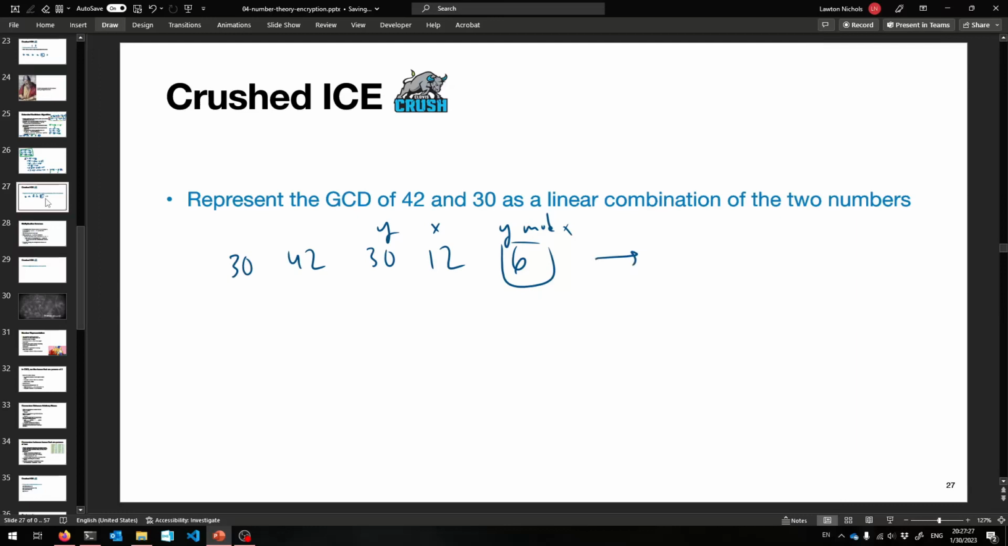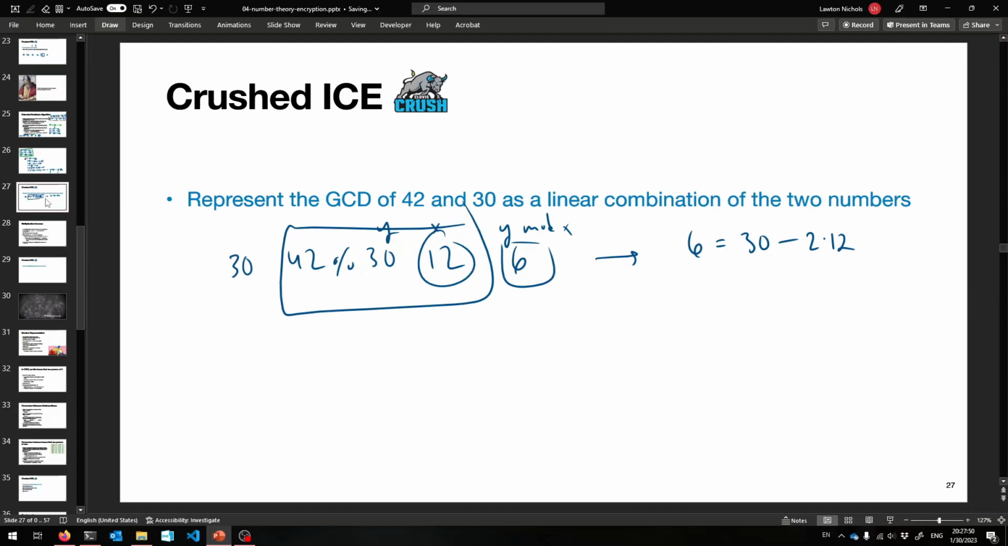Okay, so let's go from here to our equations now. Let's represent 6 in terms of 30 and 12. 6 is equal to, by what we saw, it's 30 minus some multiple of 12. It's 2 times 12, right, to get 24? 2 times 12. And that's how you get 6 in terms of 30 and 12. It's a linear combination of those. And then we can just shift over and get 12 in terms of 42 and 30, because that was another modulus relationship.